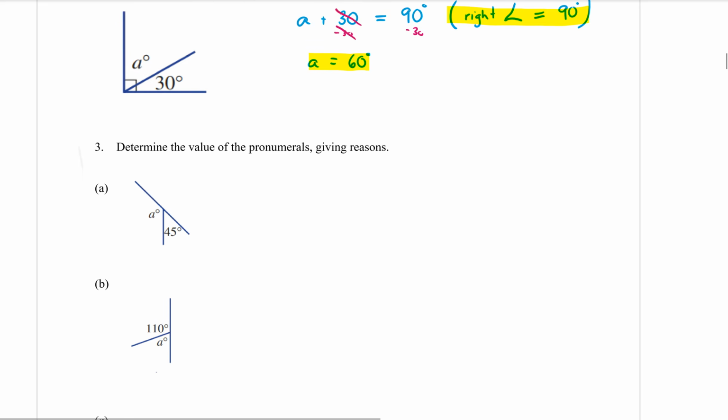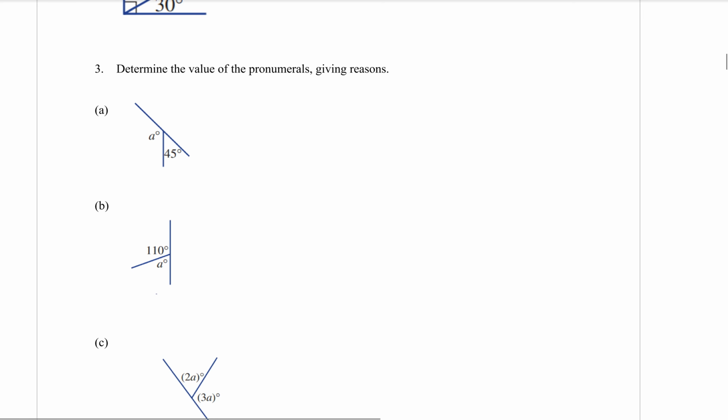Question 3 is going to be a lot more practice of the same kind of thing. Determine the value of the pronumerals giving reasons. So in A, you can see that we have a straight line here that's been cut up into two angles. So that's the straight angle equals 180 rule. So we start by adding together those two angles.